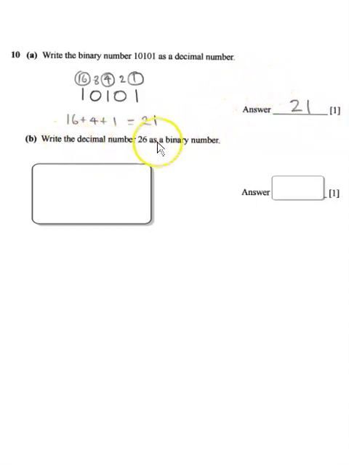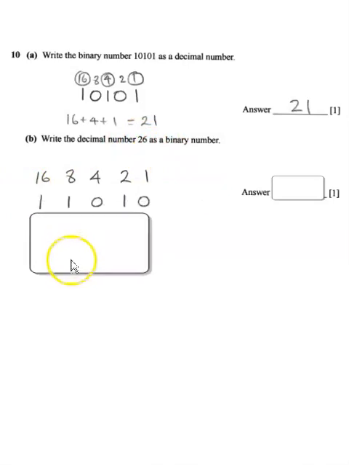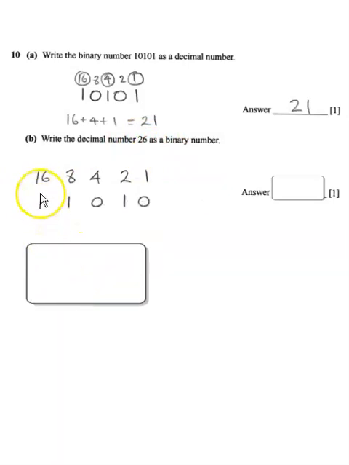Write the decimal number 26 as a binary number. We do exactly the same. We start with 1 on the right hand side and we go 1 times 2 is 2, 2 times 2 is 4, 4 twos are 8, 8 twos are 16. And we don't go any further because that would be too much, because 16 times 2 is 32, and we're only looking for 26. So we start by putting a 1 at the 16.